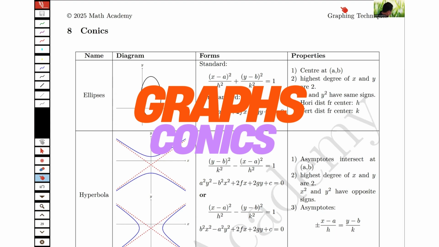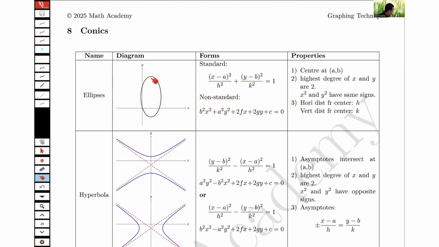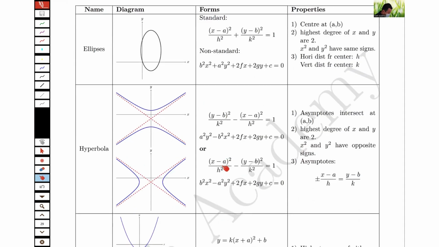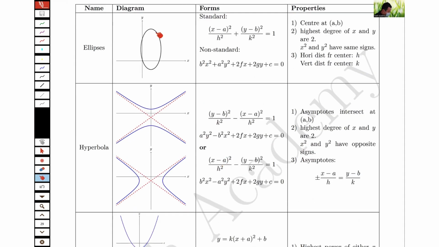We're going to go through three new types of graphs, but the first thing we would like to understand will be how the shape looks alongside the equation that it comes with. Okay, so let's start with this thing called an ellipse. For an ellipse, the shape looks like an oval.